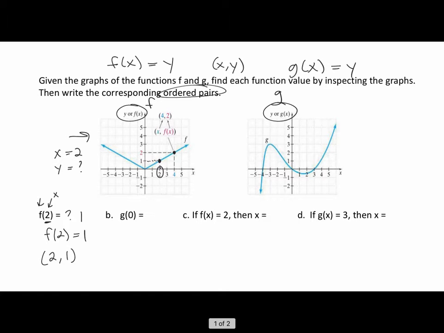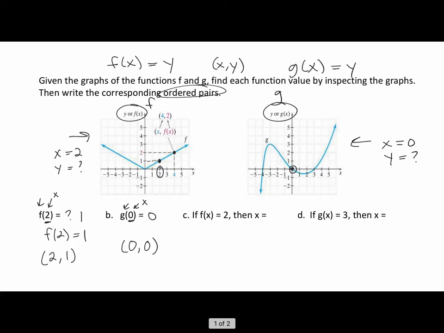For b, we're looking at g, so we're going to be using that graph on the right. And that 0 is where x should be. So that means that x equals 0. Figure out what y is here. Alright, so x is 0 right at the origin, and actually that's where the point is on this graph. So y equals 0. Therefore, the ordered pair will be x, y, so 0, 0 for that point on that function.